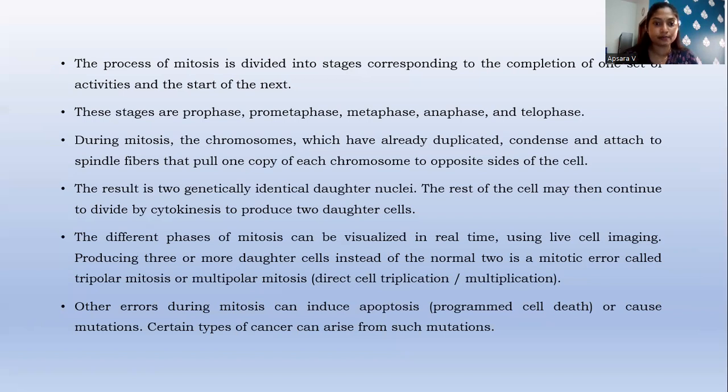The different phases of mitosis can be visualized in real time using live cell imaging. Producing 3 or more daughter cells instead of the normal 2 is actually a mitotic error called tripolar mitosis or multipolar mitosis. Other errors during mitosis can induce apoptosis, which we've already learned, or can even cause mutation. Certain types of cancer can arise from such mutations.